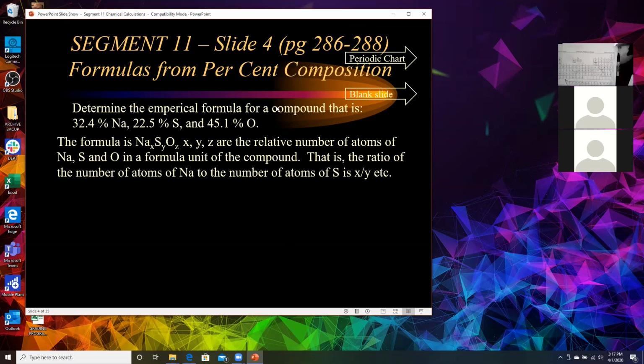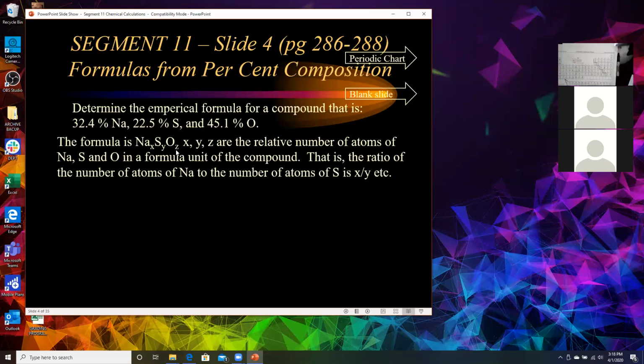Okay, now determine the empirical formula of a compound that is 32.4% sodium, 22.5% sulfur, and 45.1% oxygen. Now, I'm going to work these problems differently than the way you did it in high school. Doesn't really matter much. One way is about as quick as the other one, but I wanted to show you a method that is based exactly on the way we did the other problem.